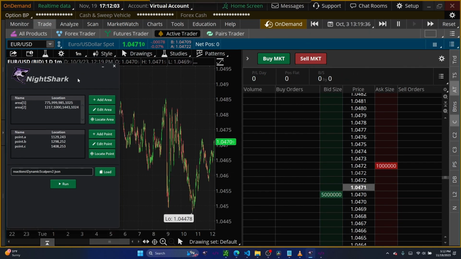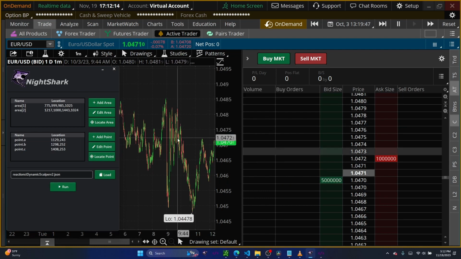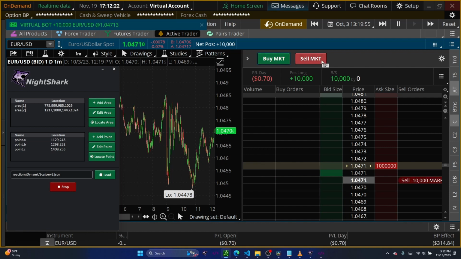Even if the position doesn't pop up, you really don't need to place the buy order, because the first thing the dynamic scalper is going to do is place a buy order. So I'm going to run it. I'm not going to go through all this process, but I'm just going to show you whether it does what is intended or not. Let's run it. So it went ahead and bought.